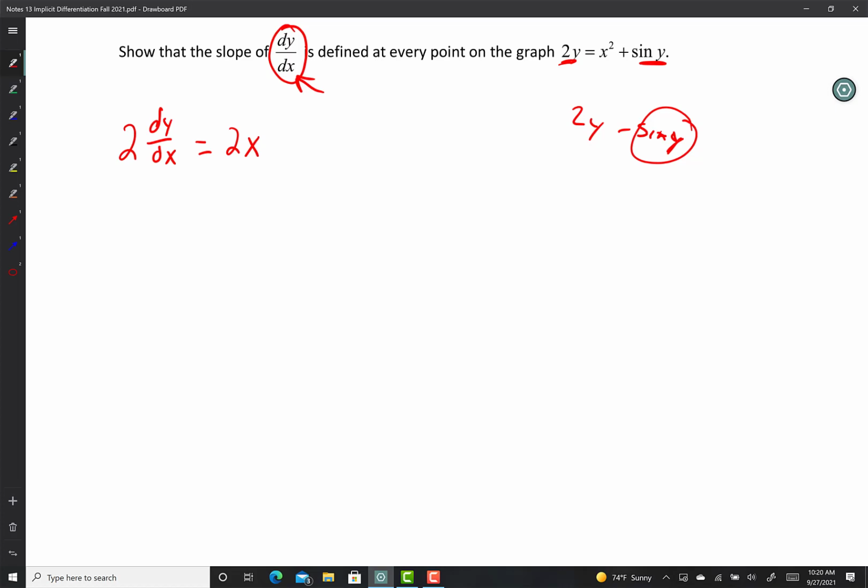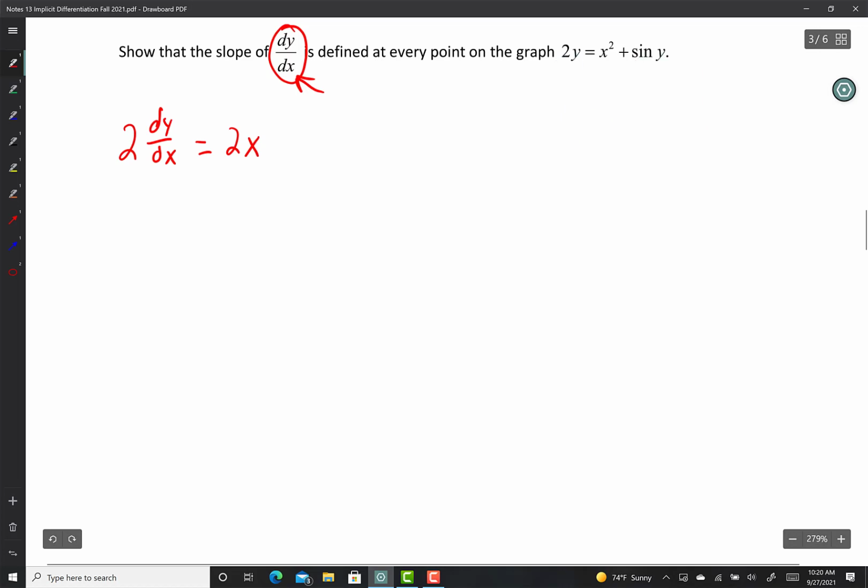Wait, so you're just not gonna write the sine y? So I'm just gonna take the derivative immediately. I'm not gonna write y equals anything. I'm just gonna take the derivative right off the bat.